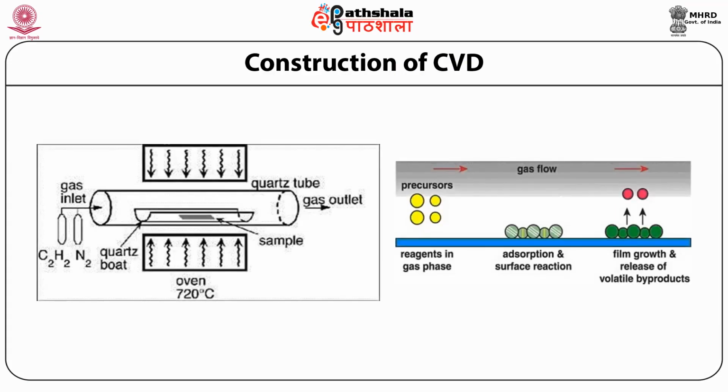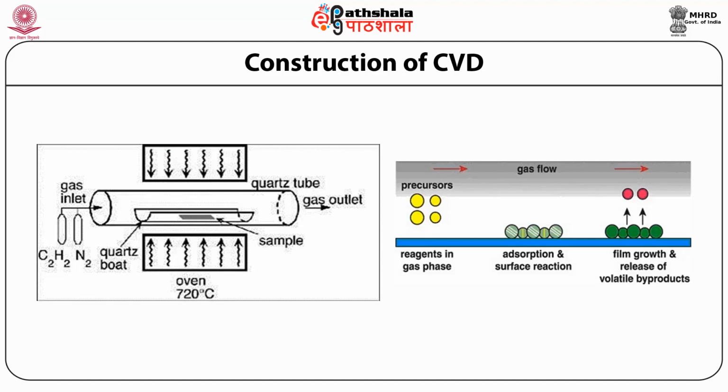Now you see that on this slide we have shown the principal working diagram of a CVD. It has a tube, and this tube is contained in an oven, so that we can control the temperature of this tube, and there is a gas inlet, then a place where the substrate is placed, and this is a gas outlet. From the gas inlet, the precursor gas is flown, and it reacts on the surface, and then the undesired gases come out of this tube.